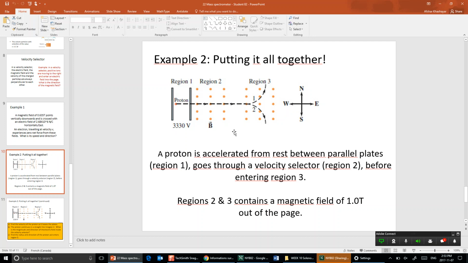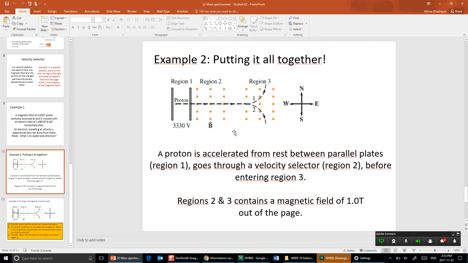Now we have qvB equal to mv squared over r. We can cancel out these v's here. So you're going to have mv equal to qBr, to calculate the radius. The radius is not something that we need to solve for.